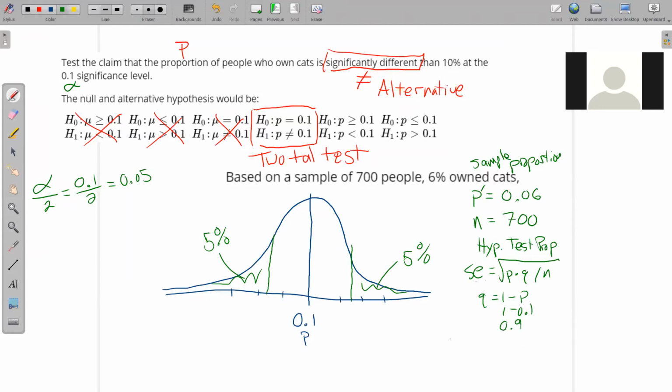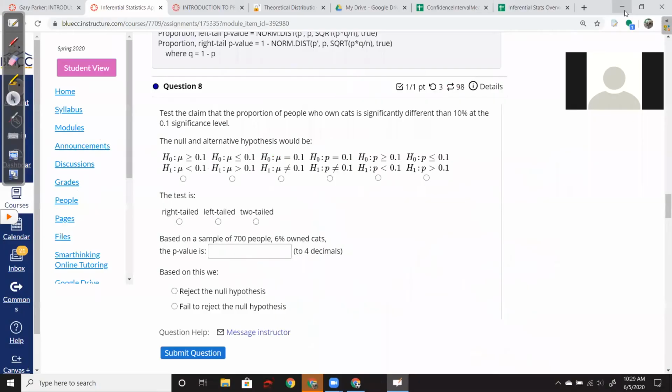So the standard error for this situation, which is how far a single standard deviation is on the graph, is going to be the square root. So we need a calculator or a spreadsheet. 0.1 for the 10% times the 90% of people that don't own cats, and then divide by the 700. And again, all that is inside the square root. And we could use the pre-built spreadsheet for this, or we could start from scratch. So I think I'm going to go with the pre-built one.